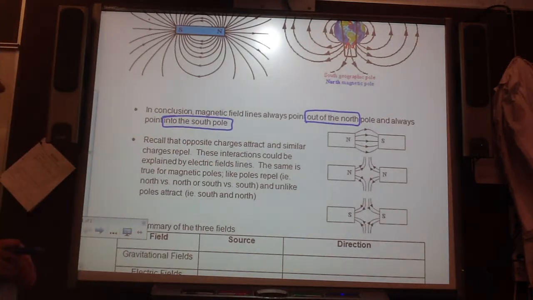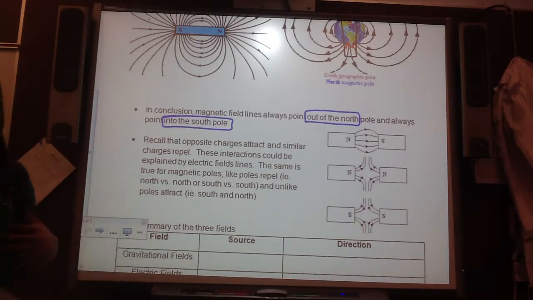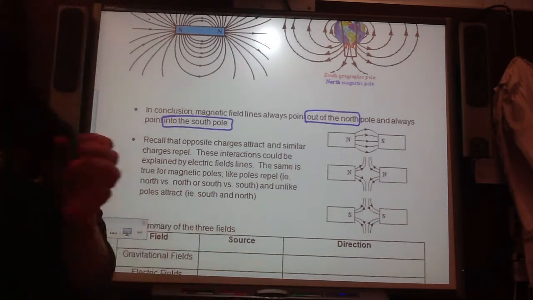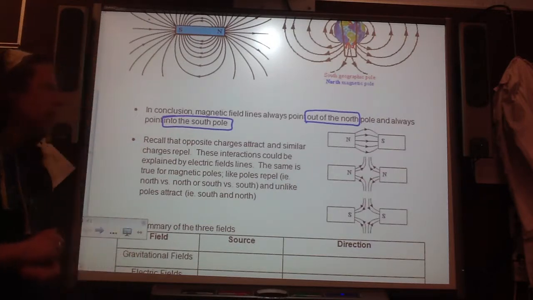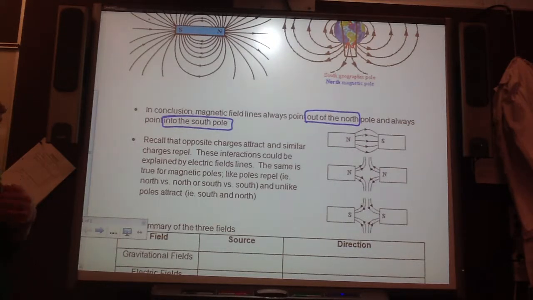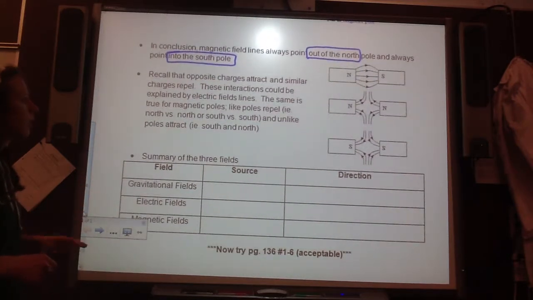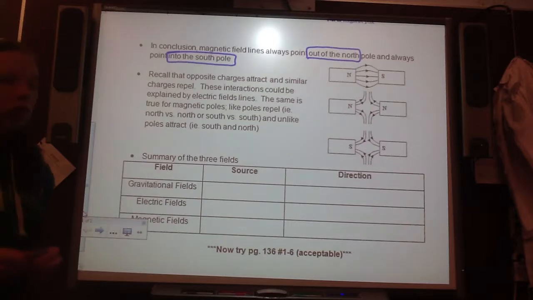Recall that opposite charges attract and similar charges repel. So we can apply this as well to magnets. And you know what that's like. When you bring magnets close together with the same ends, you can feel that force. You can feel how they're repelling each other away. These interactions could be explained by electric field lines. The same is true for magnetic poles. Like poles repel, i.e. north versus north or south versus south, and unlike poles attract, so north and south.